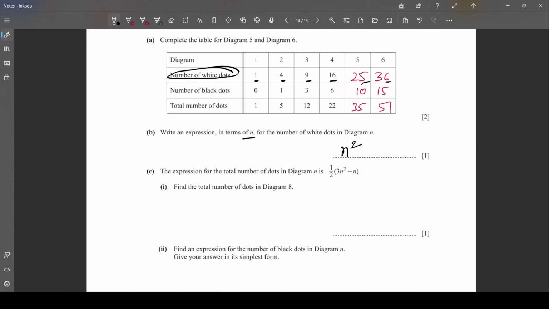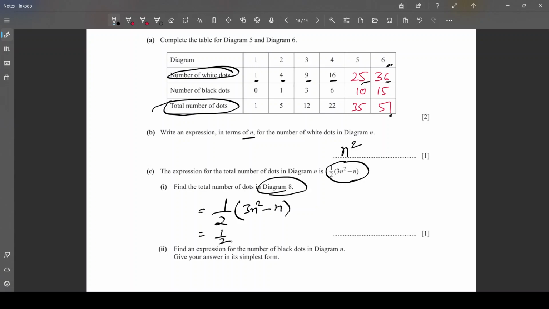And the expression for the total number of dots in the diagram is given. The nth term for that is given as half of 3n square minus n. So you have to find the number of dots in diagram 8. Till diagram 6 the number of dots is 51. We have to find the number of dots in diagram 8. So we just have to put the value of n as 8 so that we can find the answer. If I put the value of n as 8, it should be like 8 square there and 8 here.